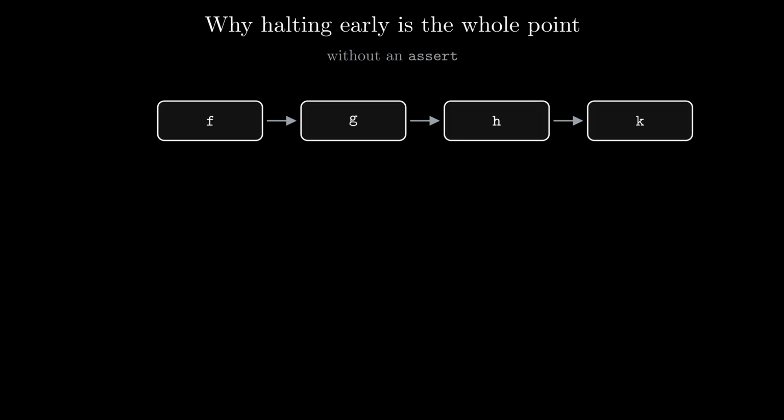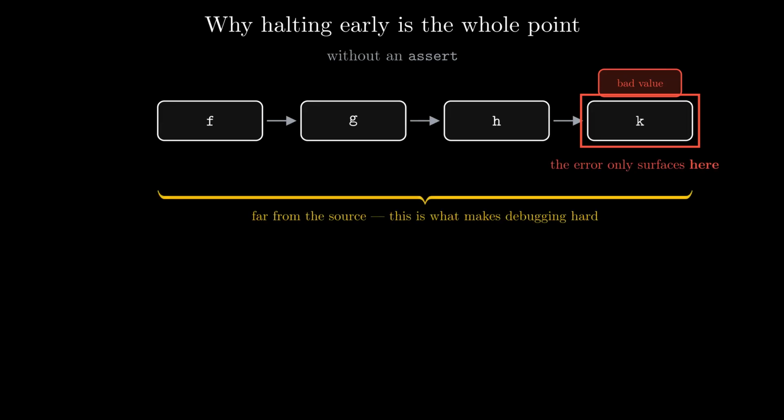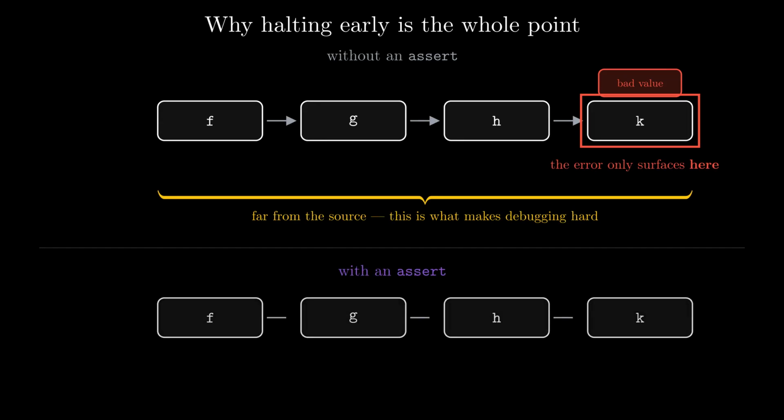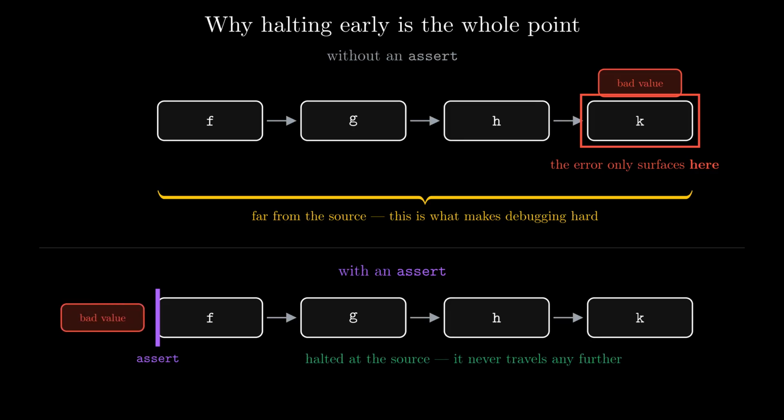The value of an assertion is where it stops you. A bad value that slips into one function gets passed along to the next, and by the time something visibly breaks, the bug is far from its source. That's what makes debugging hard. An assertion halts execution the moment an assumption about a parameter is not met, so a bad value never propagates deeper into the program. When you're debugging, that early, loud stop is exactly what you want.